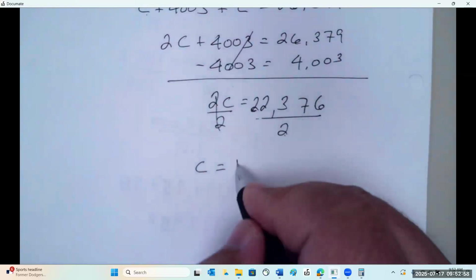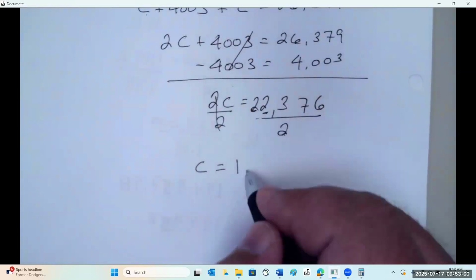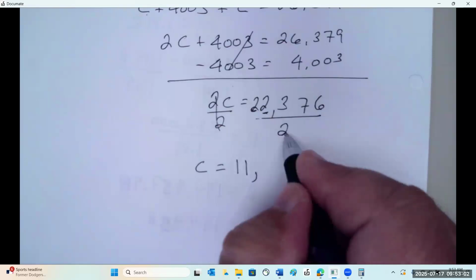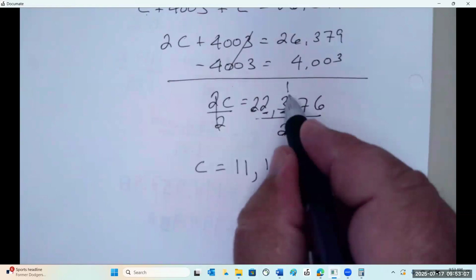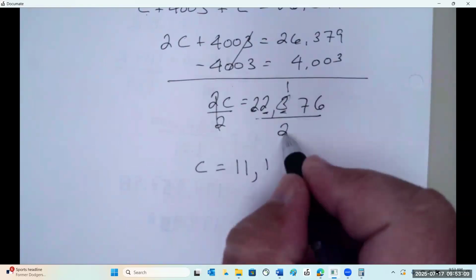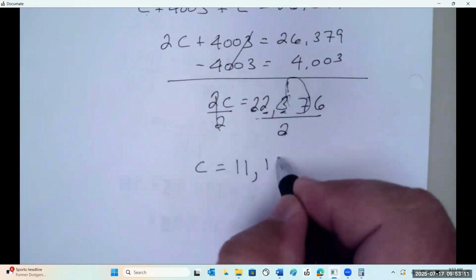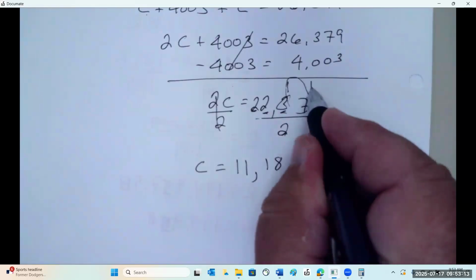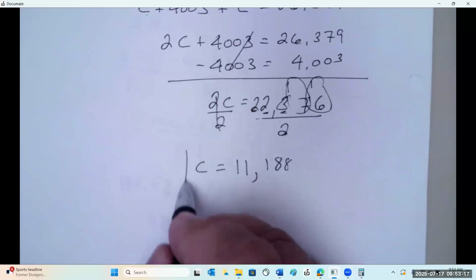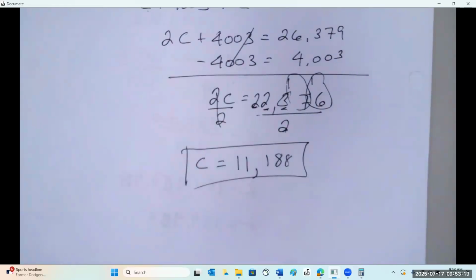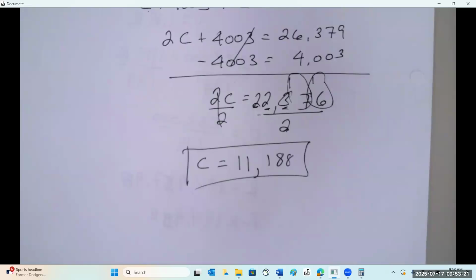2 goes into 2 once. 2 goes into 2 once. 2 goes into 3 once with 1 left over. 2 goes into 17 8 times with 1 left over. And 2 goes into 16 8 times. So those are the number of stores in California.